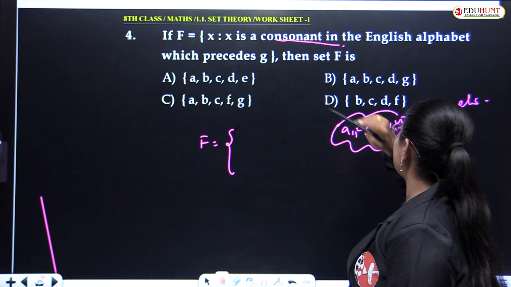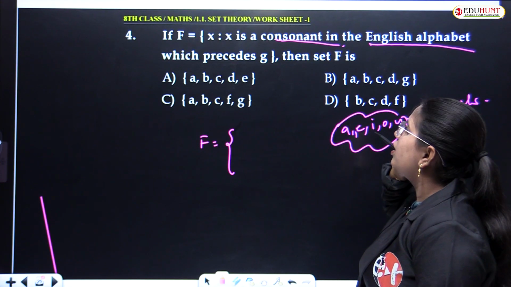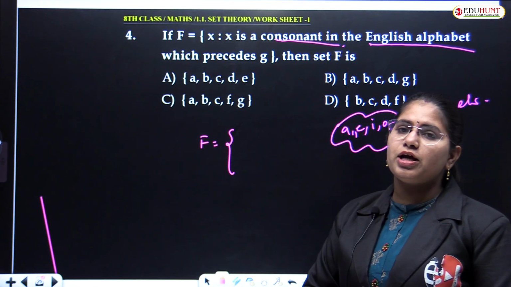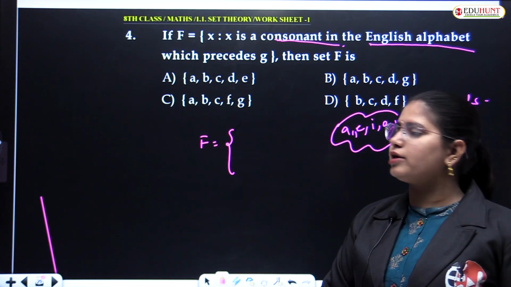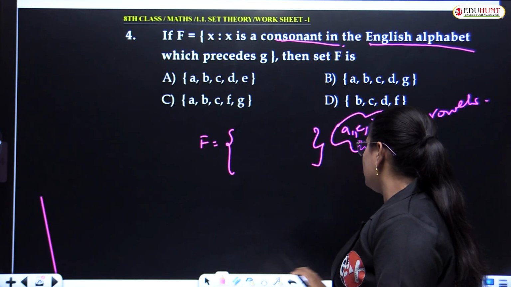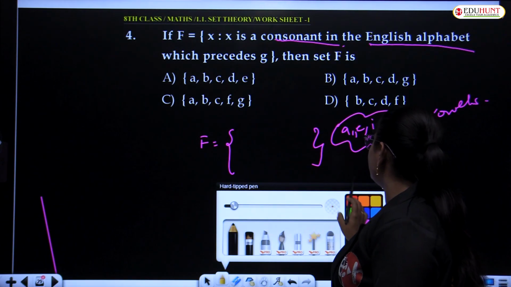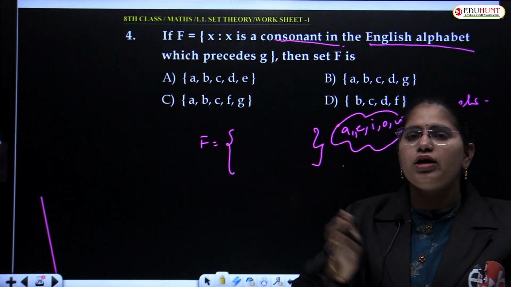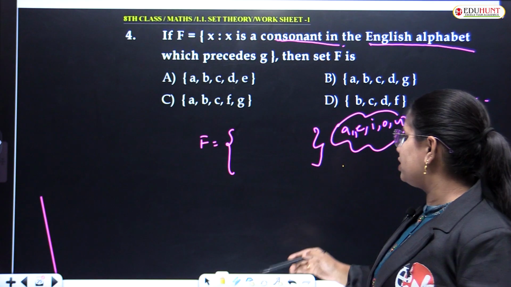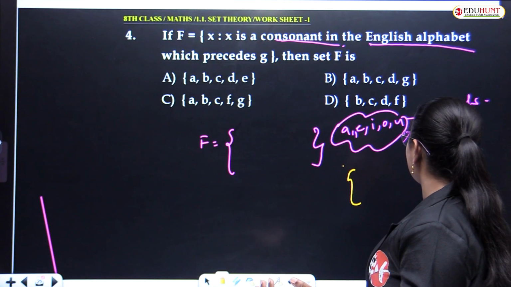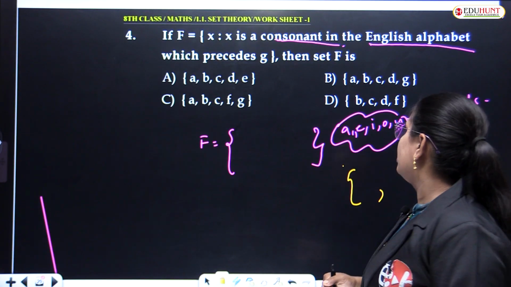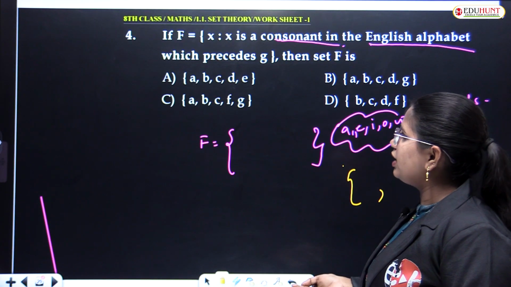X is a consonant in the English alphabet which precedes G. So they told you it should be a consonant. Whatever element you are taking, it should be a consonant. Which precedes G, meaning the letters before G, the previous letters of G, right? So you have to take such letters that are consonants and also come before G. Then set F is equal to dash.